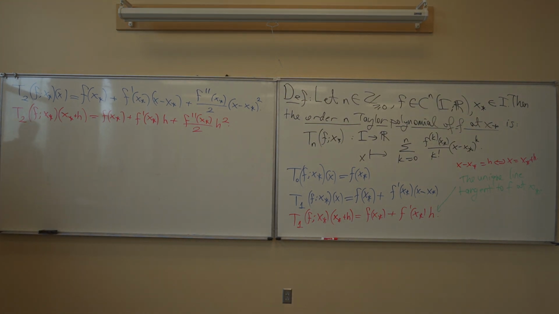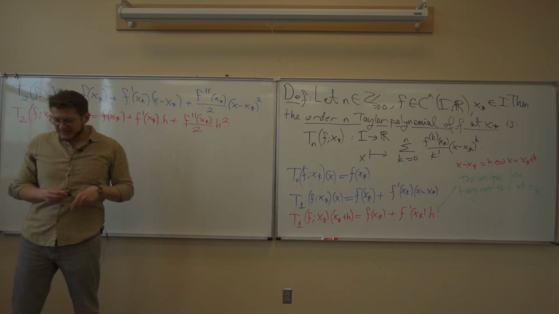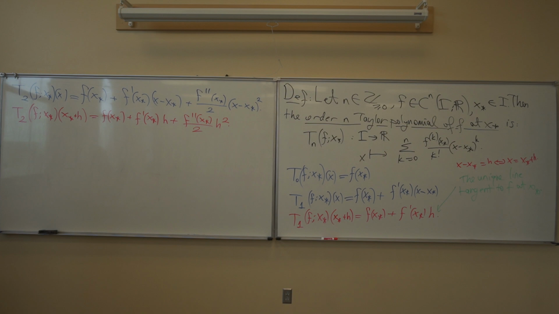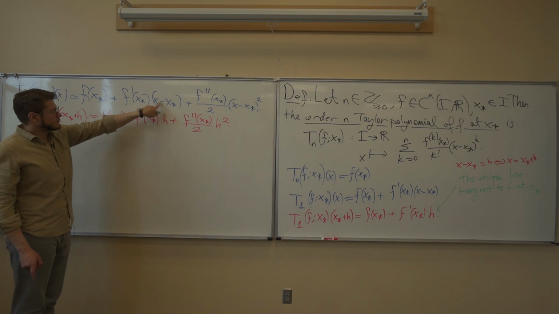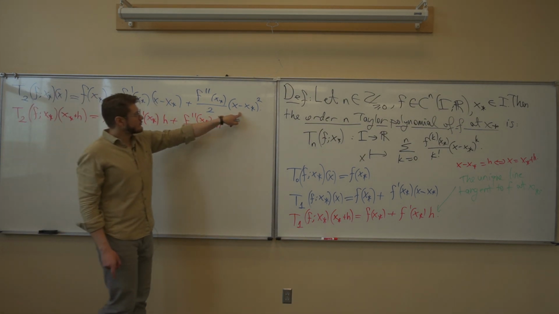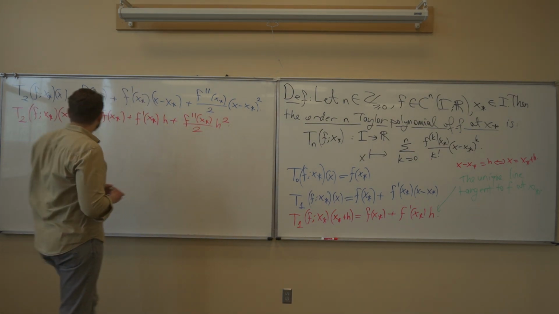Okay, I want to do one more thing. Let's first look at this, for instance, the 2nd Taylor polynomial. The 2nd Taylor polynomial at x star is equal to f of x star. So if I plug in x equals x star, this is constant. This becomes 0, so this vanishes. This becomes 0, so this vanishes also.